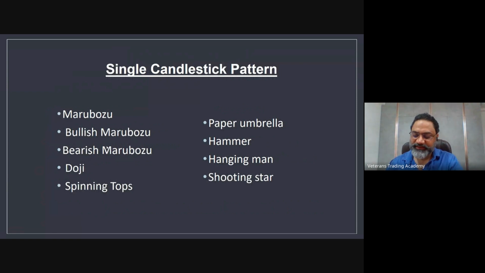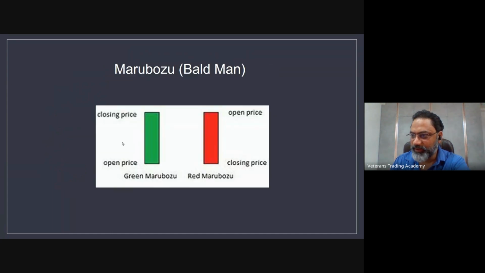So, as I covered last time, we covered single candlestick patterns and we covered Marubozu, in which we covered bullish Marubozu, bearish Marubozu, doji, spinning top, paper umbrella, hammer, hanging man, and shooting star. Marubozu was a candle in which either it will open at the bottom or top, and it will close the other way around. Suppose it opens at the bottom, then it closes at the high end of the day. Similarly, bearish was opening at the high end and closing at the day's low.